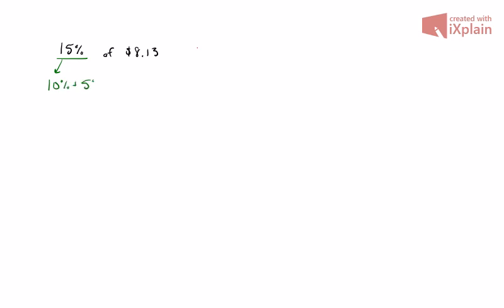So I can argue that 15% is going to boil down to 10% plus 5%. So I'm going to focus my attention on doing 10% of $8.13. And what I can do is take my 813 and locate that decimal point and scoot it to the left 1.